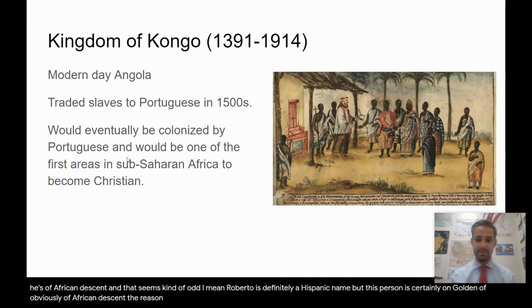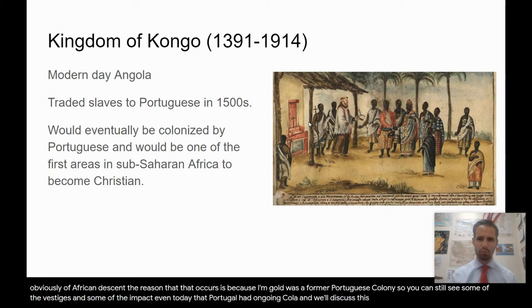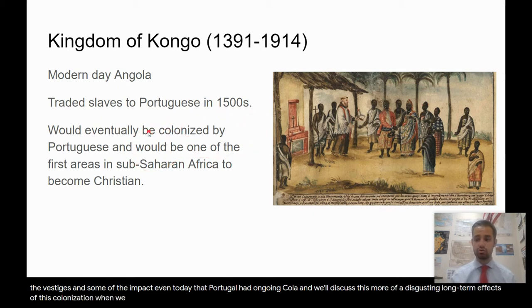The reason that that occurs is because Angola was a former Portuguese colony. So you can still see some of the vestiges and some of the impact even today that Portugal had on Angola. And we'll discuss this more. We'll discuss the long-term effects of this colonization when we get to Unit 6, because it is so profound and in a very negative way, obviously.